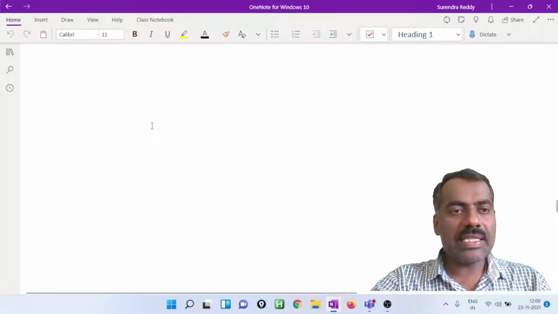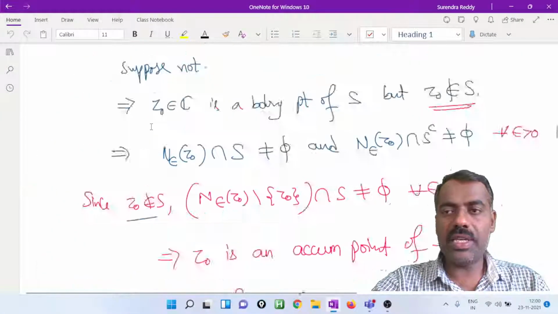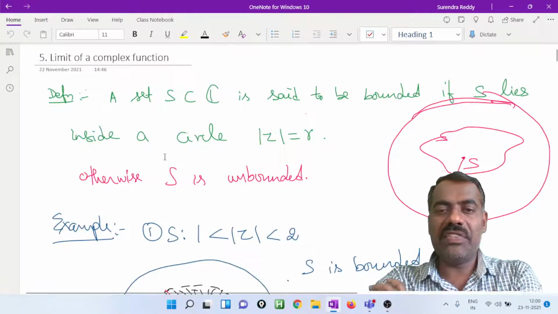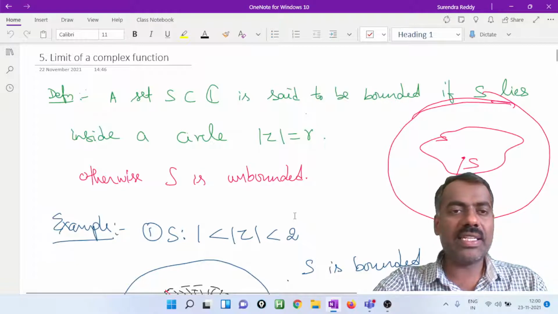So, in last class, if you see, we have discussed some basic definitions, like when we say that some set is bounded. Can you see the screen?